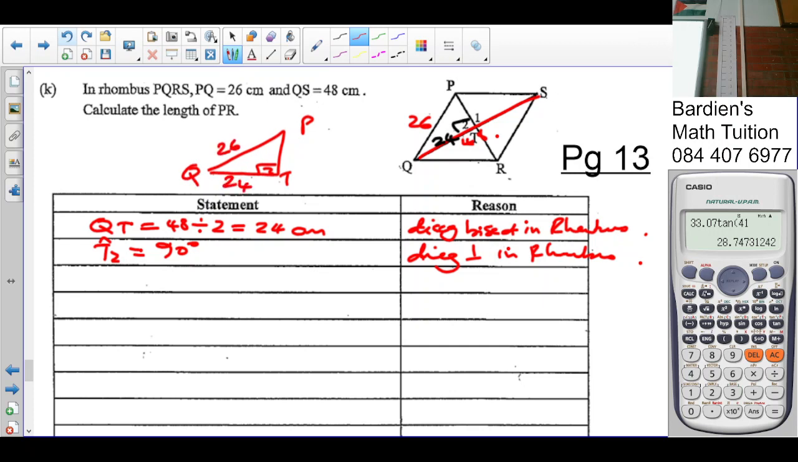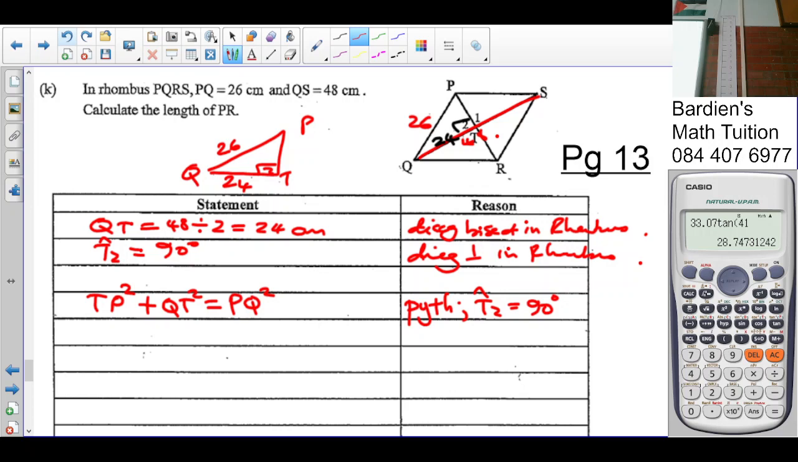So who can set up the theorem of Pythagoras for me? PT squared plus QT squared is equal to PQ squared. Who can remind us about the theorem of Pythagoras? The hypotenuse squared is equal to the sum of the squares of the other two sides. The hypotenuse is QP. So QP squared is equal to QT squared plus TP squared. The reason here is Pythagoras with angle T2 equals 90 degrees.